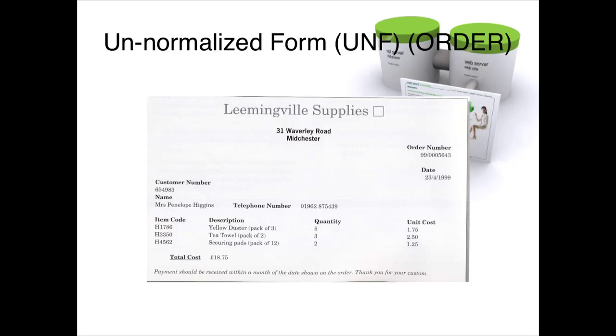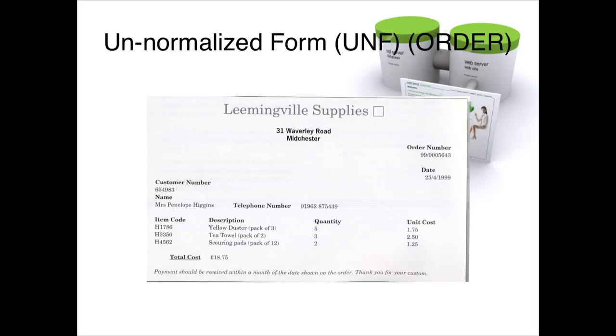Okay, here we have an unnormalised form, which means that it's just the raw data. Basically, you've been asked to create some form of order system, and you've got the order as being demonstrated here, and what you've got to do is work out how to turn this into a database structure. So the first thing we have to do is identify all the different pieces of data that we've got. We've got an order number, date for the order, customer number, customer's name, telephone number, a whole series of items they've bought on their order, such as the quantity of items, what the description is, item code, unit cost, and the total cost for the order as well.